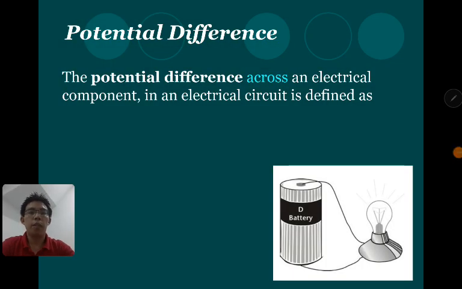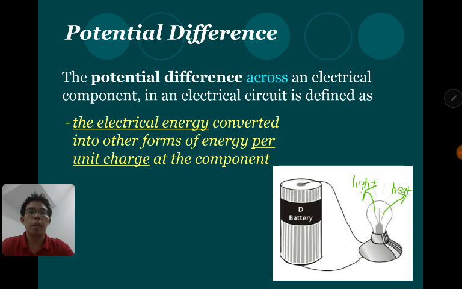So what happens to this electrical potential energy as it moves across an electrical component like the lamp here is that it will be dissipated through light and heat. So there will be light and heat energy dissipated. That is, it is converting the electrical potential energy into light and heat, and therefore potential difference can be defined as the electrical energy converted into other forms of energy per unit charge at the component. Okay, so it's per unit charge.